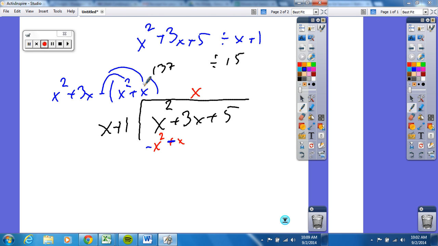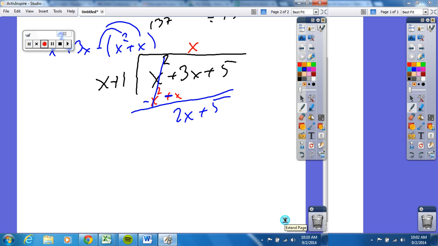Does everybody understand what I'm talking about here? Anybody have a question on what I'm doing? Okay, so then I subtract. It becomes 2x plus 5. Just like we did normally, right? These guys canceled out. 3x minus x is 2x, and I get to bring down the next term, don't I? Just kind of like we did in long division, right? Anybody have a question so far?